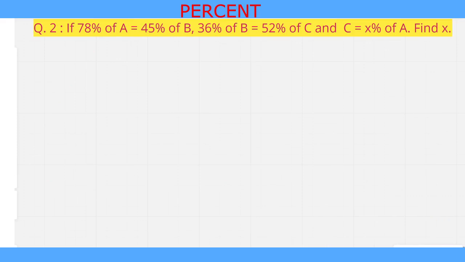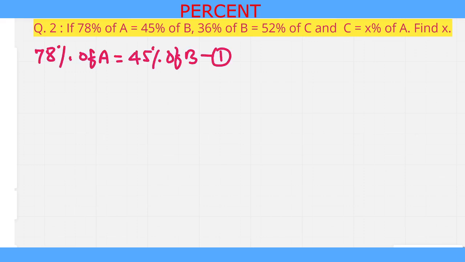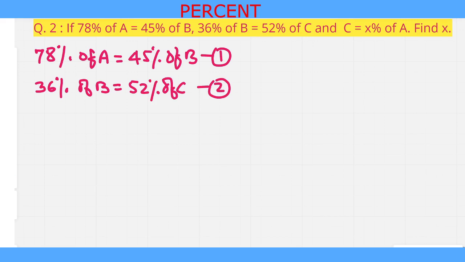The next question is, if 78% of A equal to 45% of B and the second part is 36% of B equal to 52% of C and C equal to X% of A, find X. A similar question. In this also, we will eliminate B to find the relation between A and C. The first part is 78% of A equal to 45% of B. We give this equation as equation number 1.